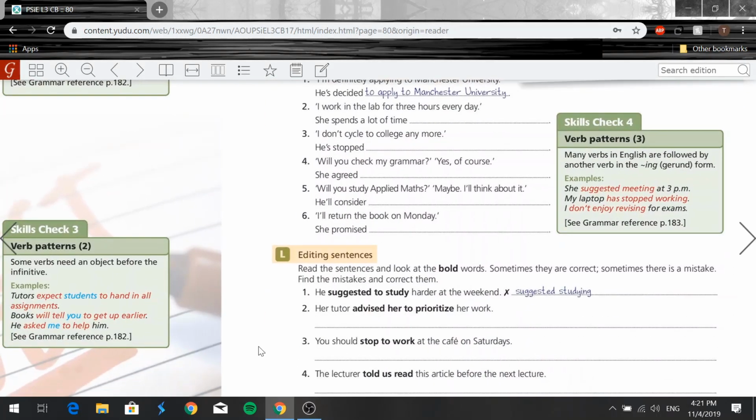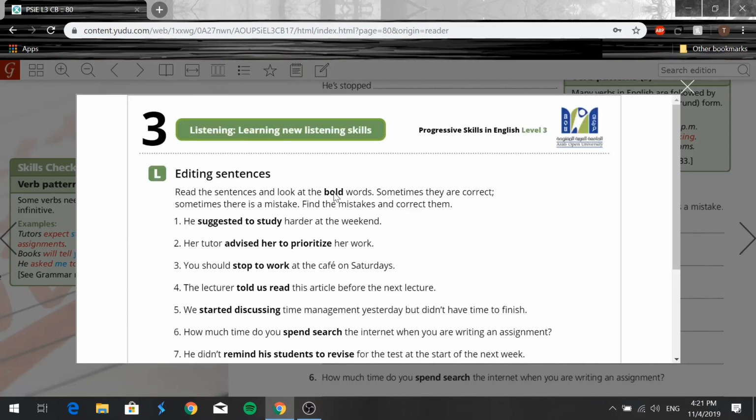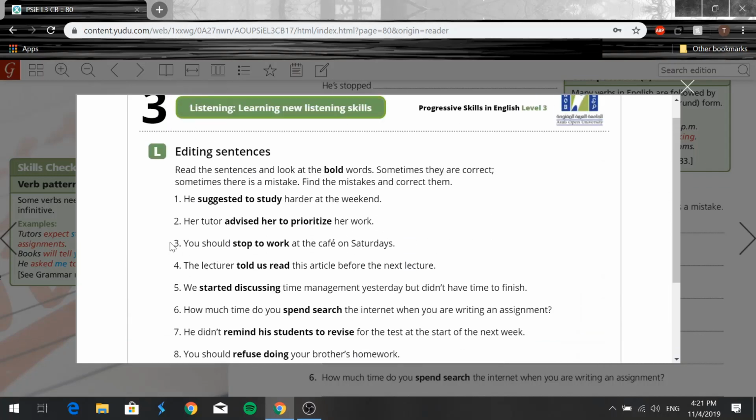Now let's move on to editing sentences. Exercise L here. Read the sentences and look at the bold words. Sometimes they're correct and sometimes there's a mistake. Find the mistakes and correct them. Okay, so here we have some sentences, 8 to be specific, right? And here we have some bold words. Sometimes they are either correct or there's a mistake. Let's try and find the mistakes and correct them.